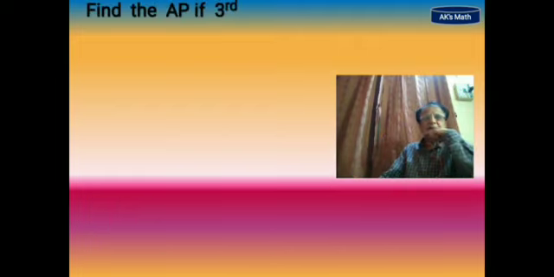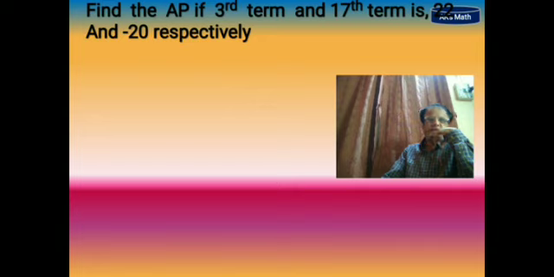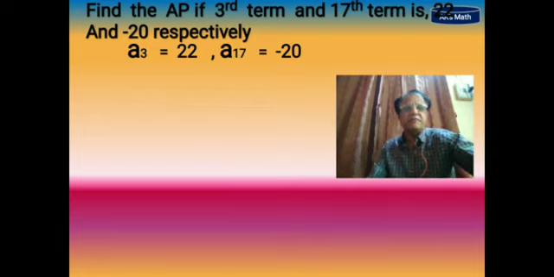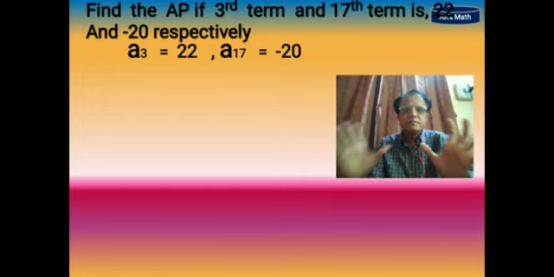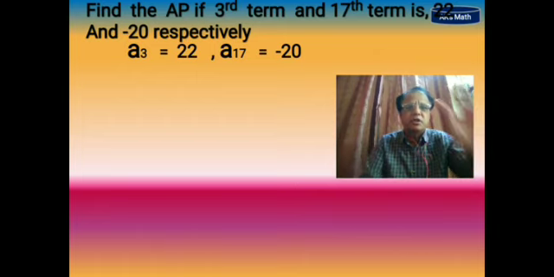Find the AP if the third term and 17th term of an AP are 22 and -20 respectively. So here the third term is given, the 17th term is given. A3 is equal to 22, sorry, the third term is 22, and A17 is equal to -20. So in this way, at first we have to write the terms which are given in the previous line. पहले लाइन में हमको जो terms दिए वाले हैं, वो terms लिखने हैं.